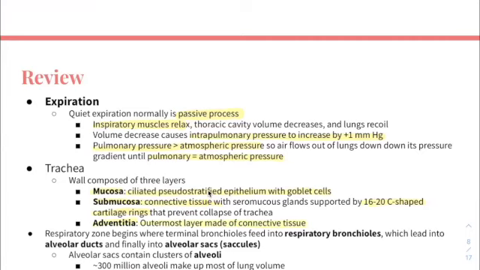So where does the respiratory zone, when air exchange really starts to happen? Well, those terminal bronchioles feed into respiratory bronchioles, which lead into alveolar ducts, which finally lead into those alveolar sacs. That's where those respiratory zones begin, and they travel in that direction. Alveolar sacs have alveoli. We have about 3 million alveoli in our lungs, and that is where gas exchange occurs.